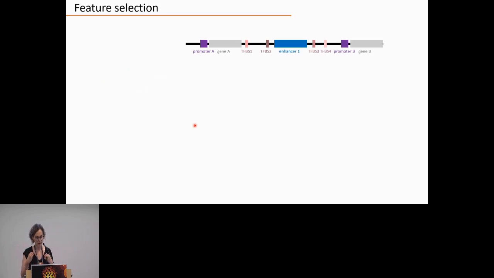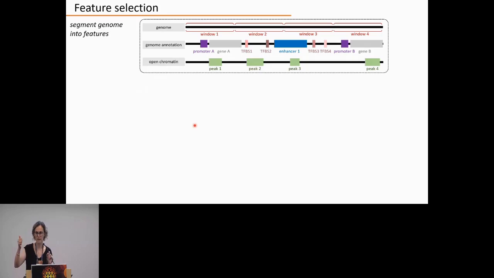In our approach, we decided to be as generalist as possible, which means that we can either look at windows, how much methylation or how much openness is in every window in the genome, or how much methylation or how much openness is in different annotations in the genome, for example, transcription factor binding sites, enhancers, whatever you may be interested in.